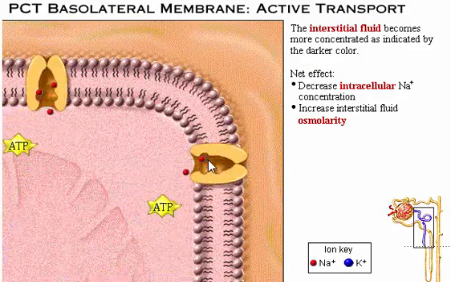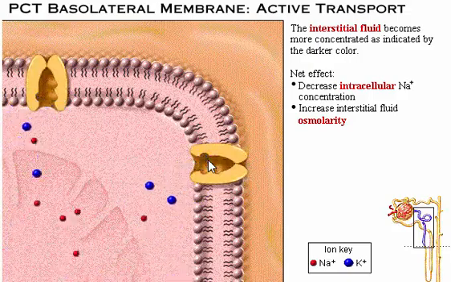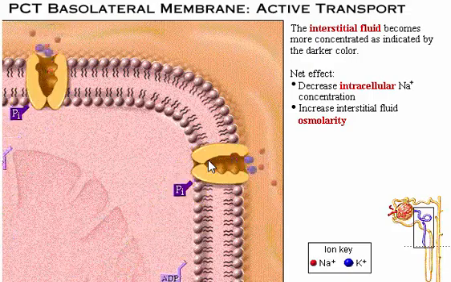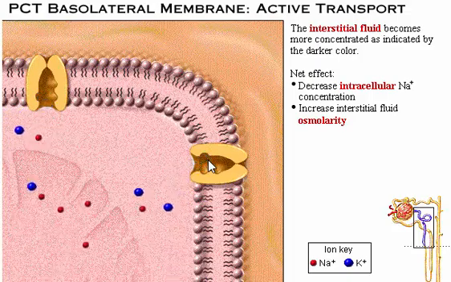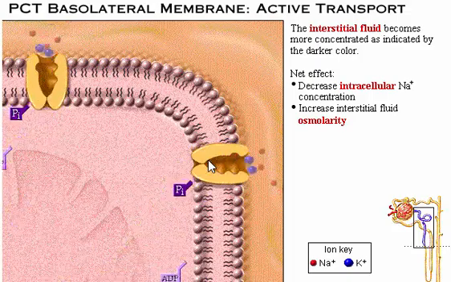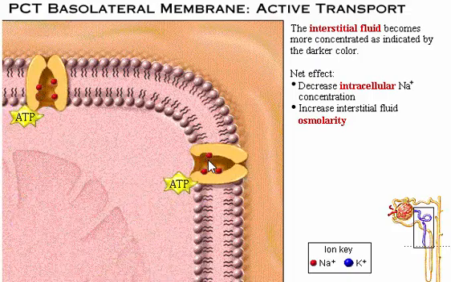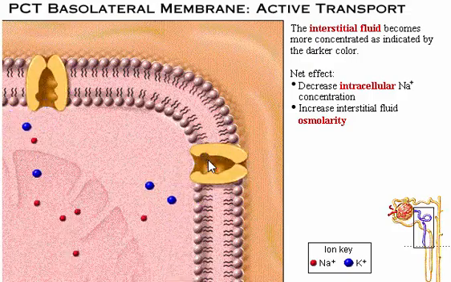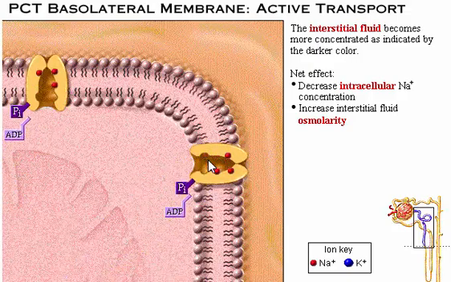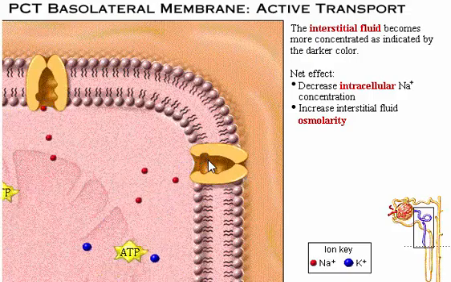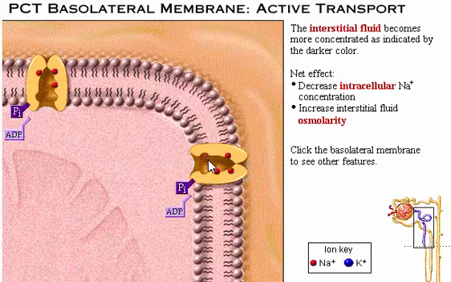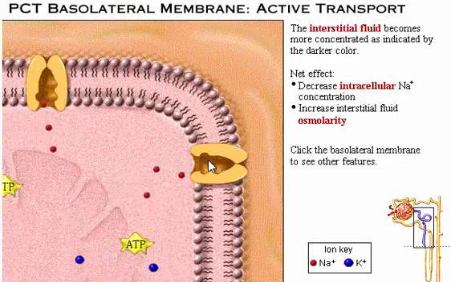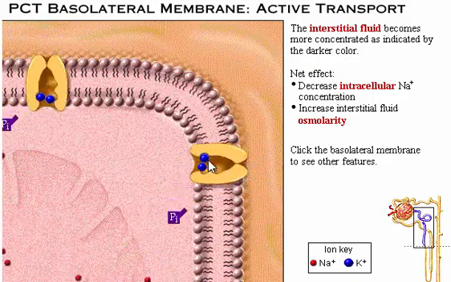However, this increased osmolarity around the PCT soon draws water from the tubule, decreasing the interstitial osmolarity again, and together the water and solutes diffuse passively into the peritubular capillaries and are carried away. If you didn't notice the interstitium darkening, repeat the activity by clicking the ion pump. Otherwise, click the basolateral membrane to see additional features.